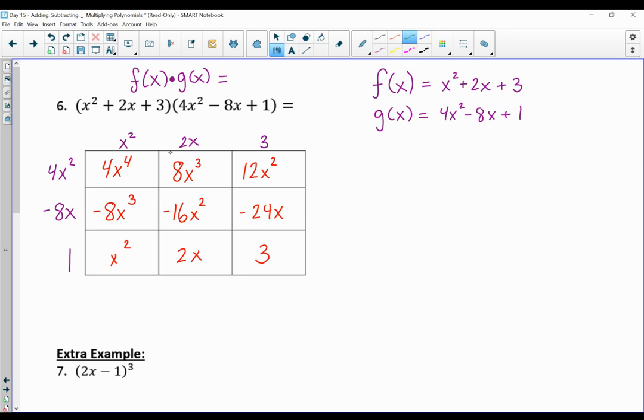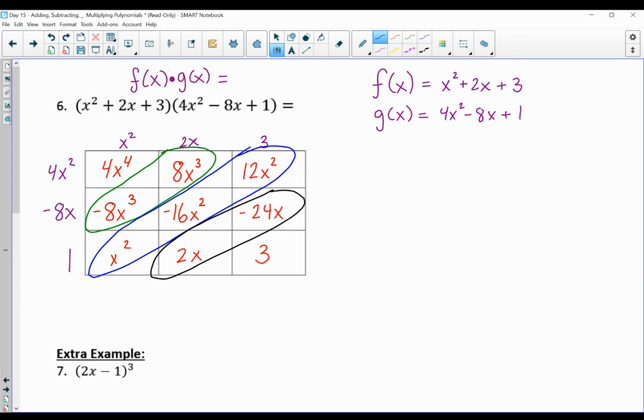Now I need to combine like terms. So I want to combine these like terms here and these like terms here. Notice that both of those are x cubed. All 3 of these are x squared. And then here they're linear. We have just x. So those are our like terms. So let's take it out and combine.